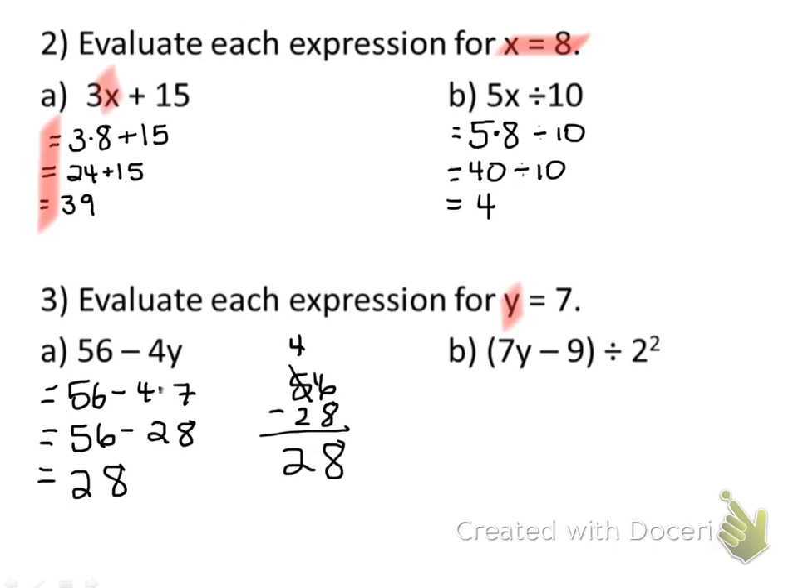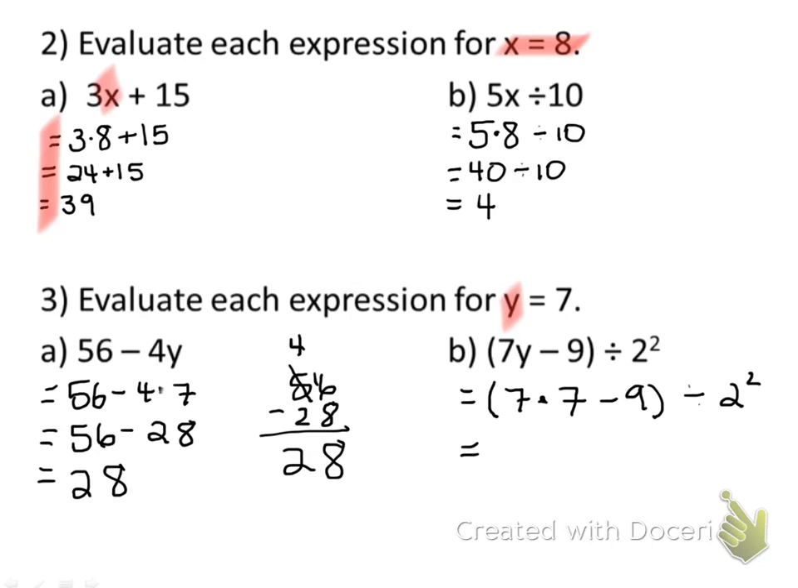This next one looks more complicated, but I'm sure we can do it. So instead of writing our y in this line, we're going to write our 7, but everything else is exactly the same. So parentheses, 7. Then I need to put my times symbol so it doesn't look like 77. Times 7 minus 9 divided by 2 squared, or 2 to the power of 2.